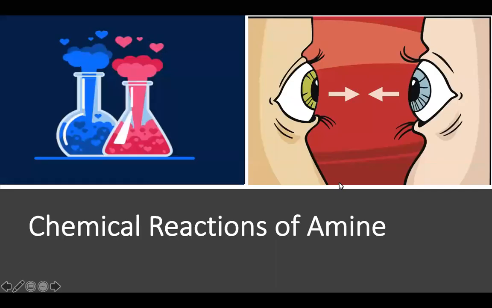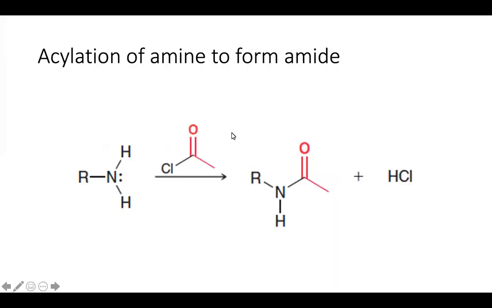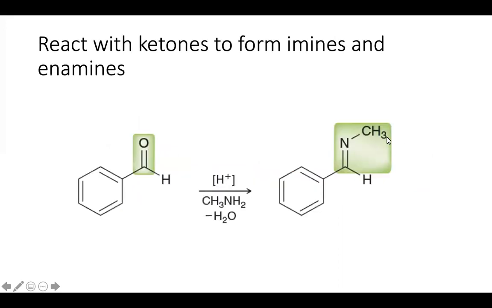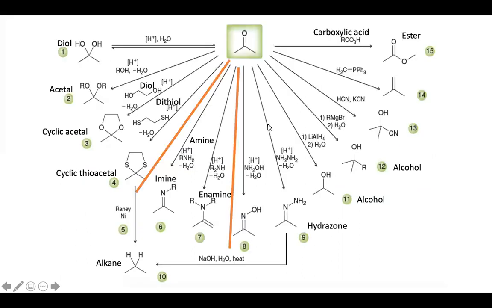Chemical reactions of amine. So amine can react with acyl chloride to form amide, as mentioned previously. And also it can react with ketones to form imines and enamines. And this is what we talked about just now.